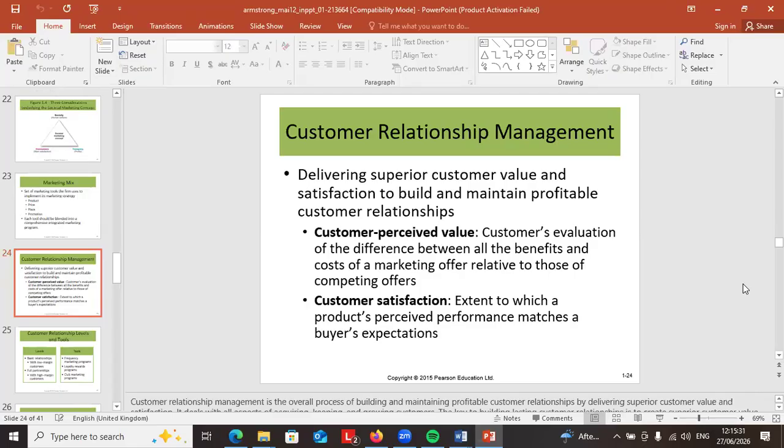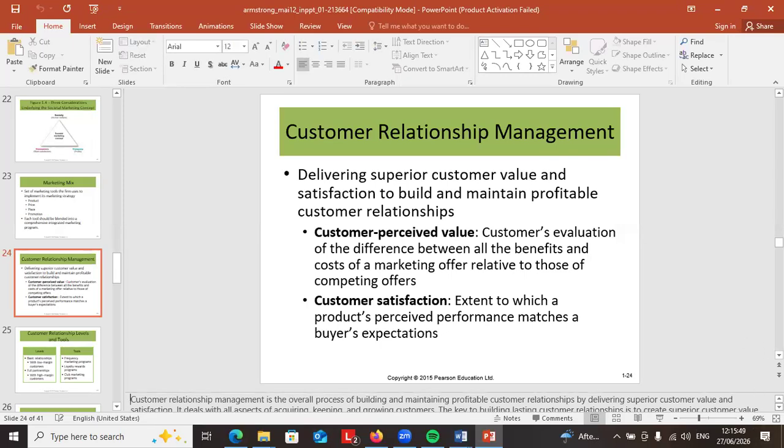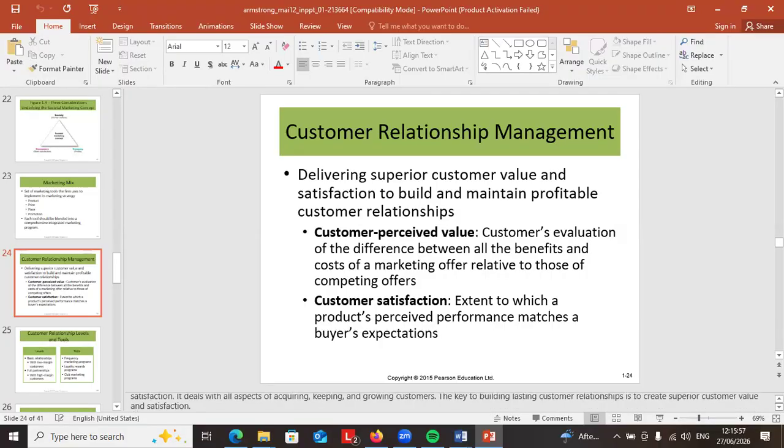And so let's look at customer relationship management, very key. Now, customer relationship management basically is the overall process of building and maintaining profitable customer relationships by delivering superior customer value and satisfaction. It deals with all aspects of acquiring, keeping, and growing customers. The key to building lasting customer relationships is to be able to create superior customer value and satisfaction.